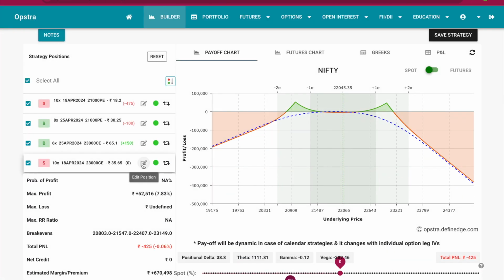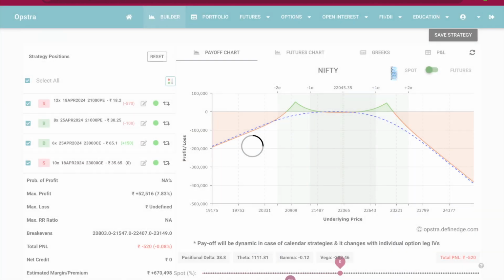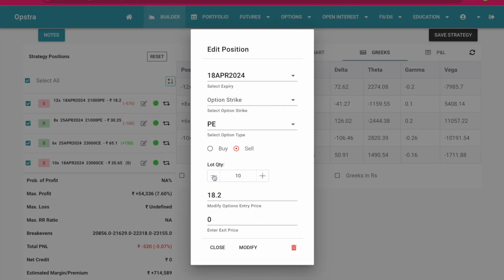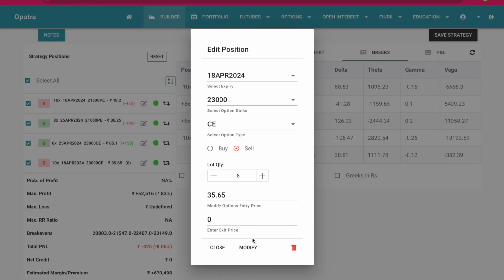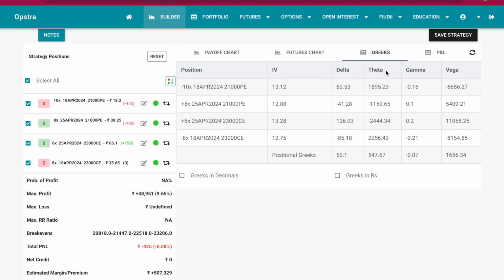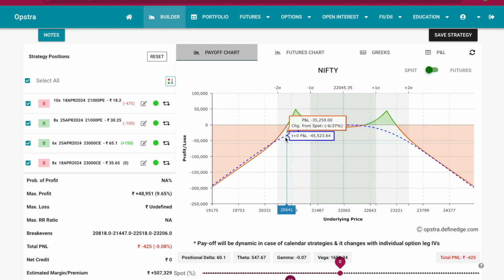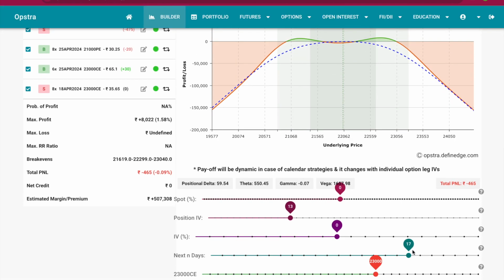So we'll make this 10 lots. What was the impact of making it 4 lots extra? Check out the Greeks. Vega is highly negative. So we go back to the same items. You can see theta is also positive, Vega is also positive, and the futures chart is here, and the payoff chart is here. This is a decent payoff, and there is a central loss, and you can see on the 17th day it would be something like this.